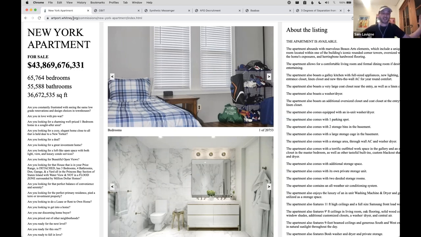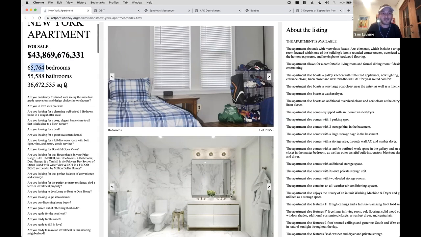So to make this project, I wrote a web scraper and it downloaded every single for sale real estate listing in New York City, and then combined it into this one nightmarish space. If you combined every single apartment in New York at the time of the scrape, it would cost $43 billion. There'd be about 65,000 bedrooms, 55,000 bathrooms, 36 million square feet. And we break it down to the component parts of a real estate listing.